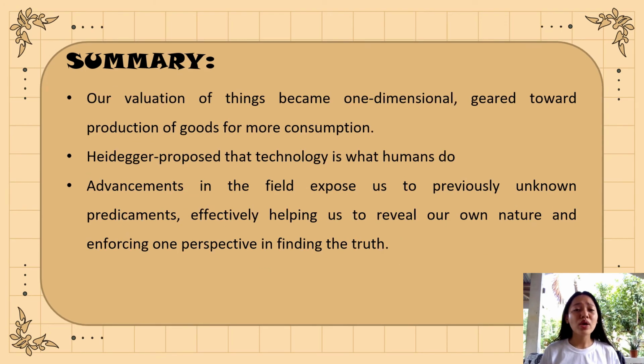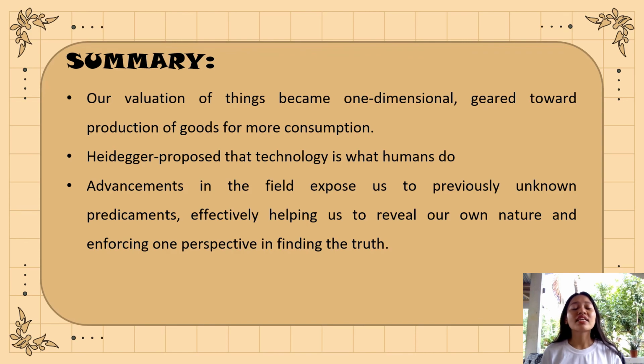So our evaluation of things becomes one-dimensional, geared toward more production of goods for more consumption, which we believe would lead us to the good life. But in reality, it does not lead us to the good life. Why? Overproduction and overconsumption add to the already high levels of pollution and toxic gases that contribute to global warming. So humans' dietary choices and habits affect the environment through food-related energy consumption and waste generation.